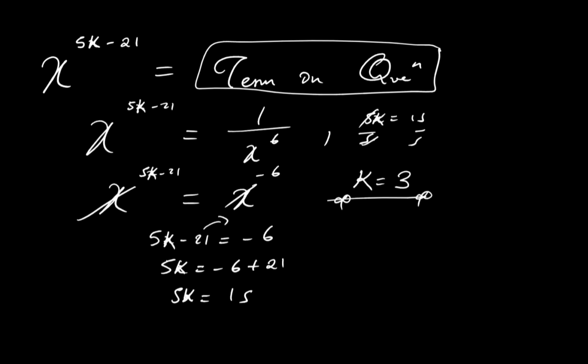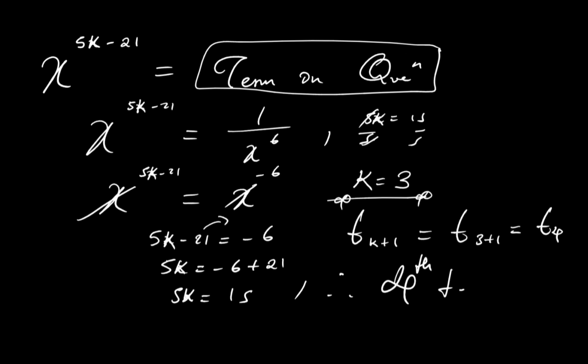So since k is equal to 3, remember that the term that is in question is always k plus 1. So this means that you have term 3 plus 1 is giving you term 4. So the term that contains 1 over x to the power 6 is basically term 4. So the final answer is the fourth term, like that.